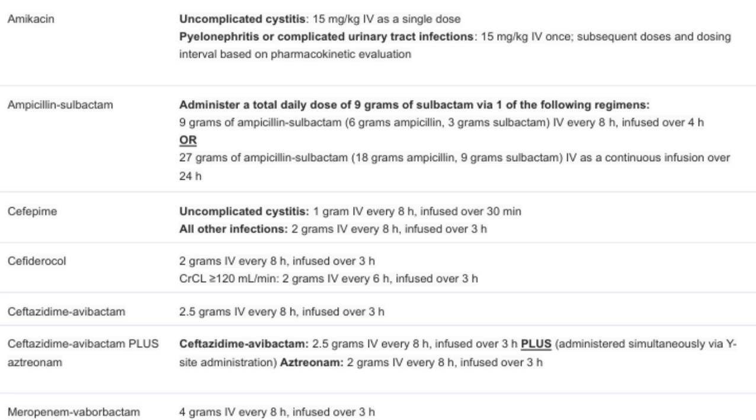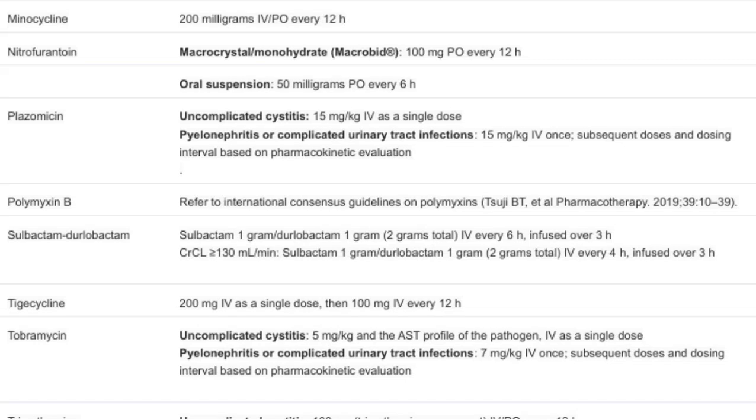Finally, for meropenem-vaborbactam, the recommended dose is 4 grams IV every 8 hours, infused over 3 hours, providing potent coverage especially for resistant gram-negative infections. Overall, these dosing strategies highlight the importance of tailoring antibiotic regimens based on infection severity, pharmacokinetics, and individual patient factors to optimize outcomes. Let's take a closer look at the antimicrobial options listed here.